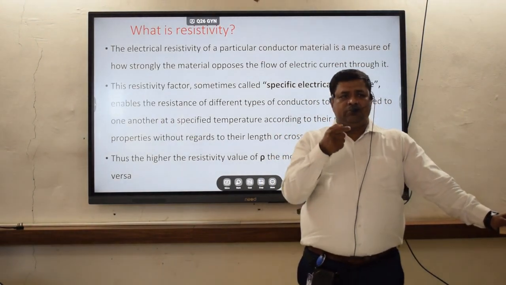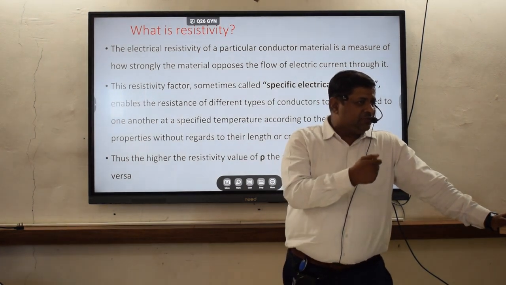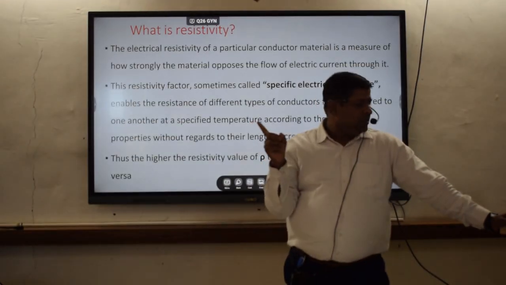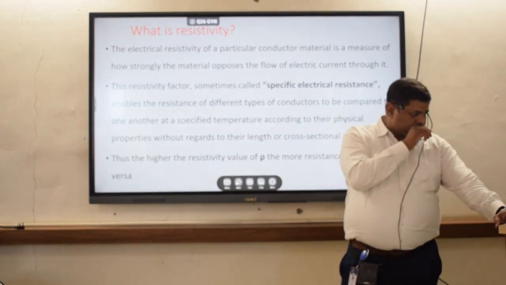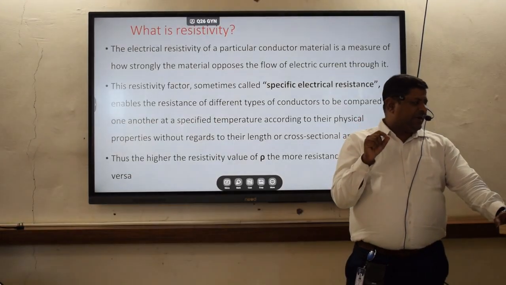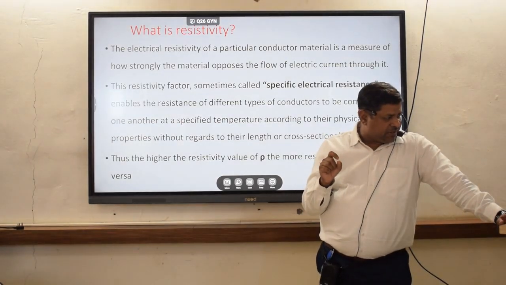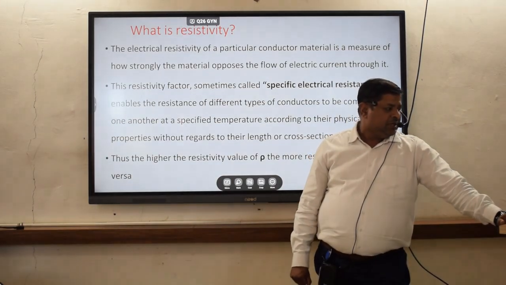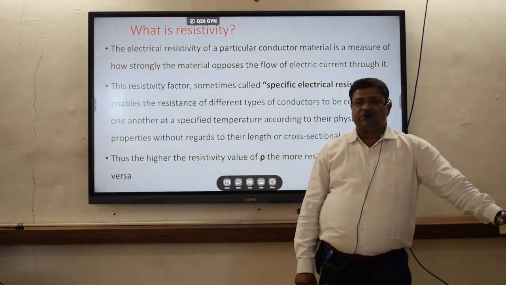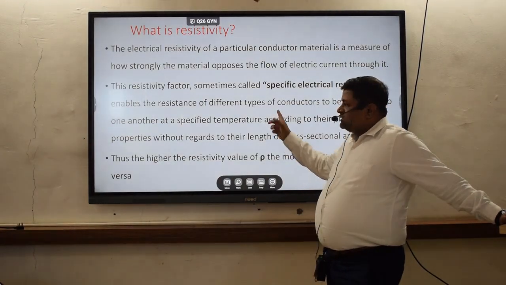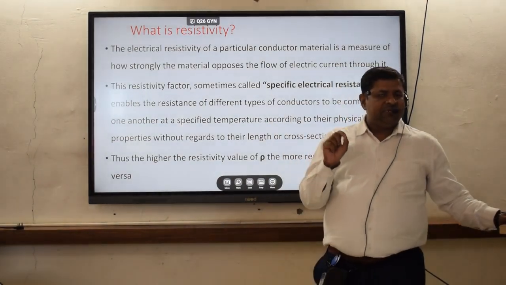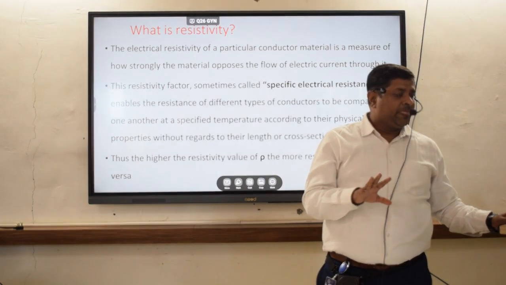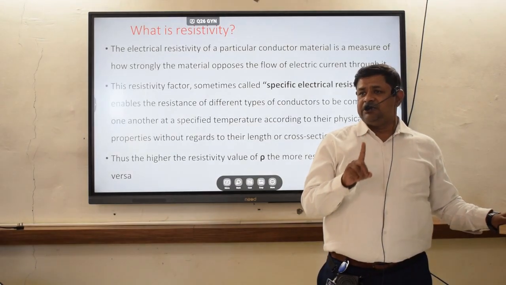Some materials may be fully resistive to the current at room temperature, but the same material may show conductance at another temperature. So what they are saying is that the resistivity factor enables the resistance of different types of conductors to be compared with one another at a specified temperature according to their physical properties, without regard to their length or cross-sectional area. That means, as in the previous slide we discussed, resistance is basically a function of cross-sectional area, length and resistivity of that particular material. But we have not talked anything about temperature at that point.